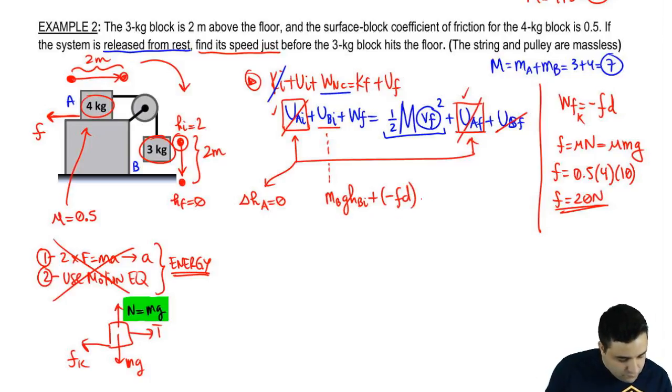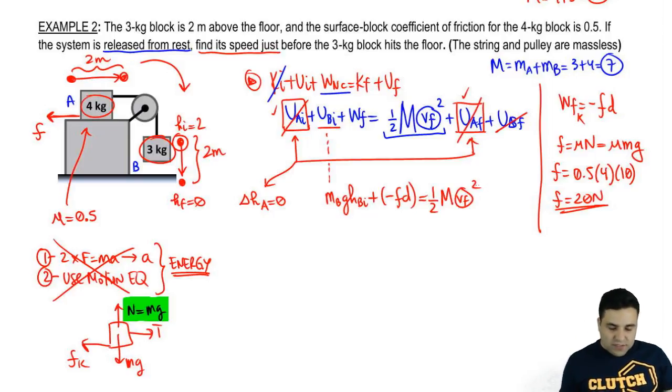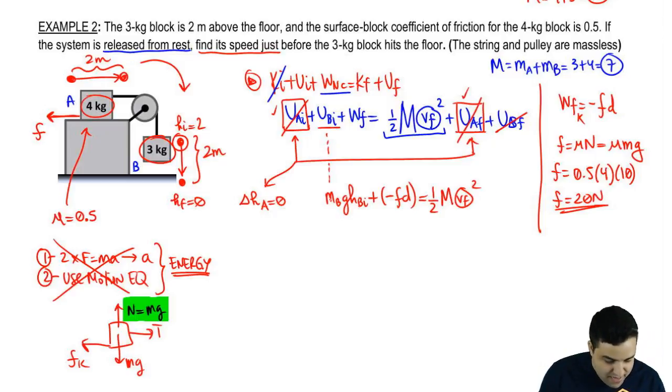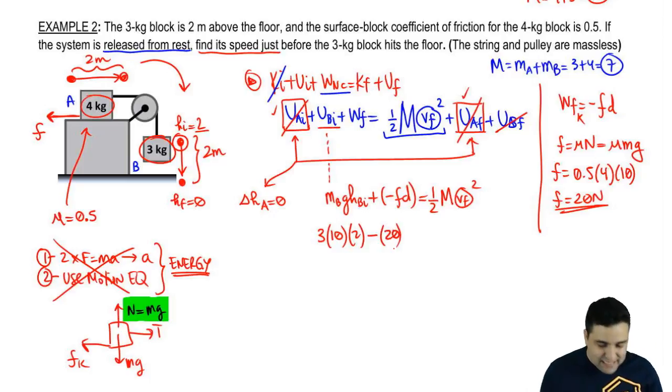Fd, half big M v final squared. Okay, I have all these numbers, so let's start plugging them in. Mass of B is right there, 3. Make sure you're very careful with the letters so you don't pick out the wrong numbers. Gravity is 10. Height of B is 2. Friction is 20. What is the distance?